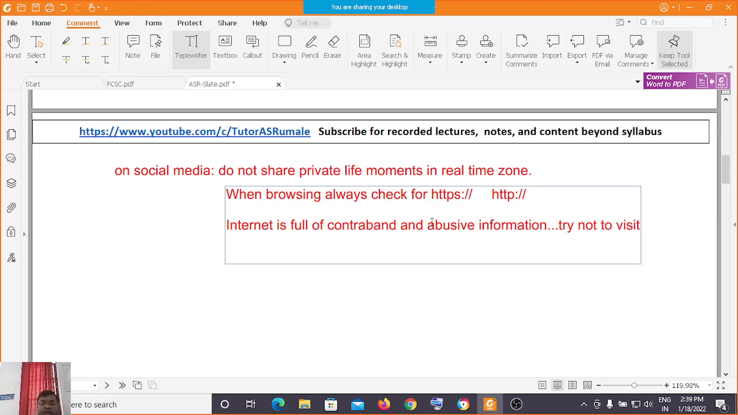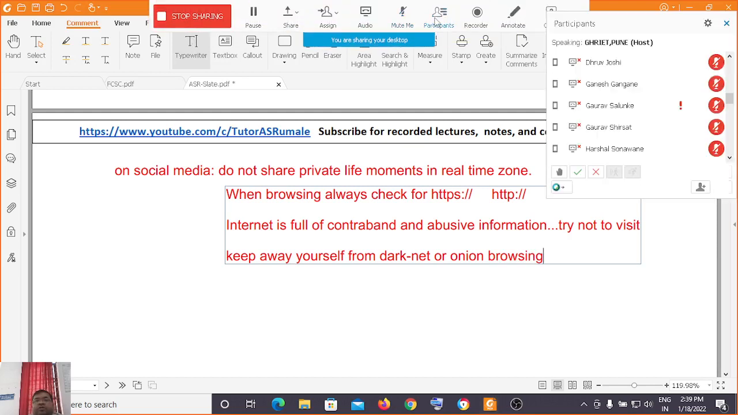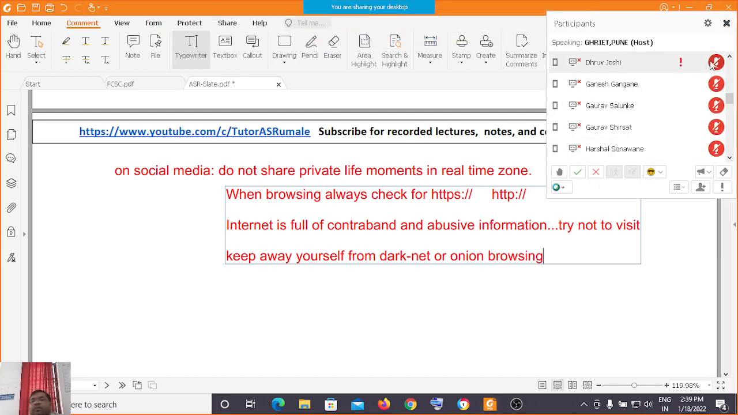And another thing, keep yourself away from the dark net or onion browsing. How many of you know about onion browsing? Okay, you know.